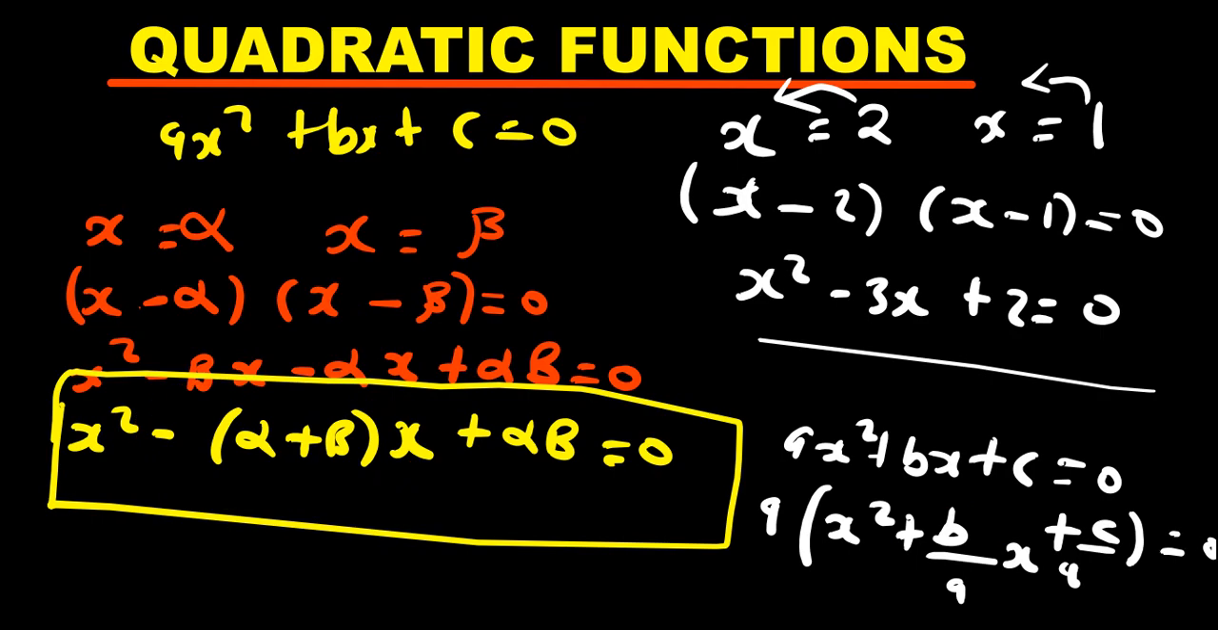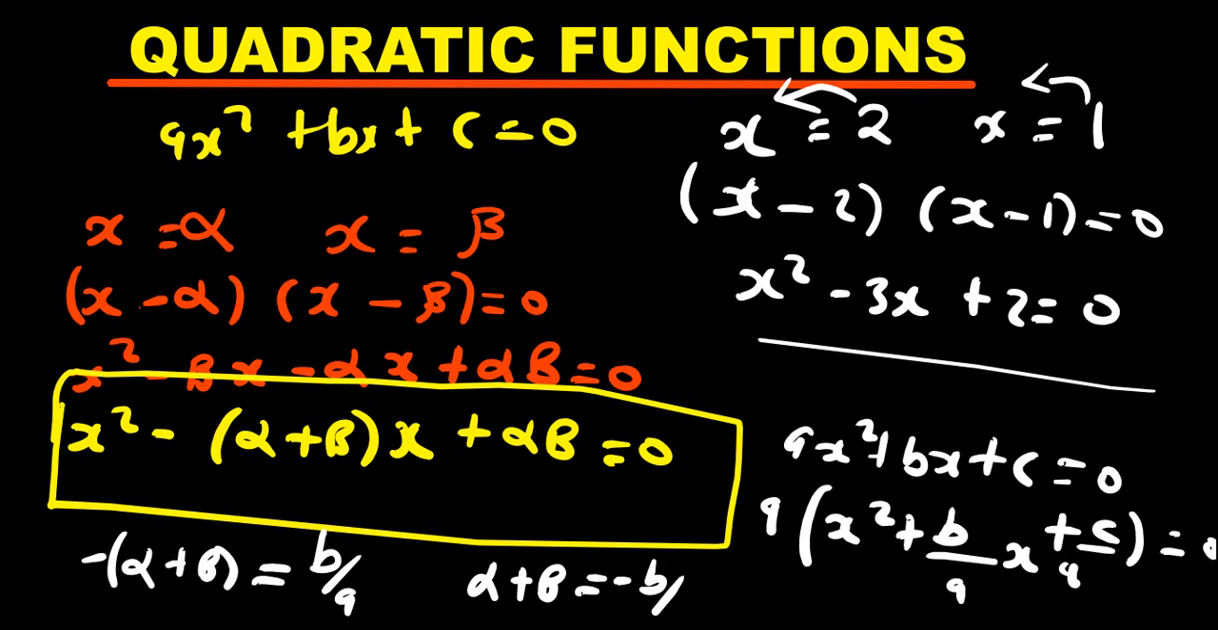So what are you going to have? You're going to say negative (alpha plus beta) is equal to b over a. Because both of them have got x, they are the same. So what are you going to do? You're going to divide by the negative on both sides. Therefore your alpha plus beta will just be equal to negative b over a. This is another equation that you need to know in your head, in and out. Very, very important for you to know this equation.